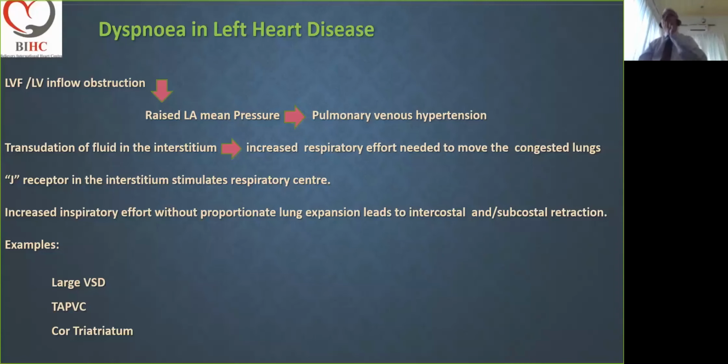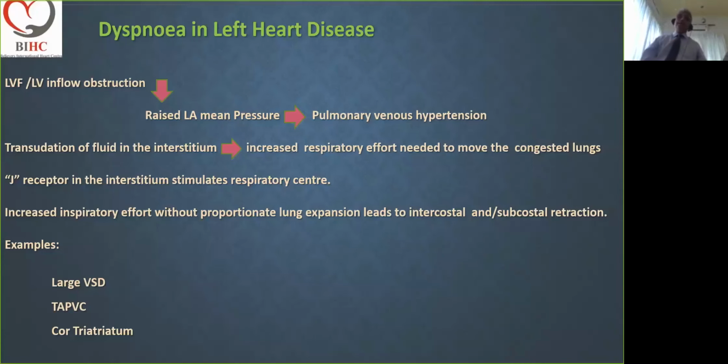When the poor baby with pulmonary venous hypertension is attempting to take a deep breath, the lungs do not expand proportionately. As a result, the baby generates an intrathoracic negativity. What can go in will go in. Intercostal muscles and subcostal muscles go in, and we call it retraction. If the obstruction was not there, they would not go in, and the lung would expand and fill these spaces. So intercostal and subcostal retraction is objective evidence of the effort of breathing that the baby requires to move the waterlogged lungs.